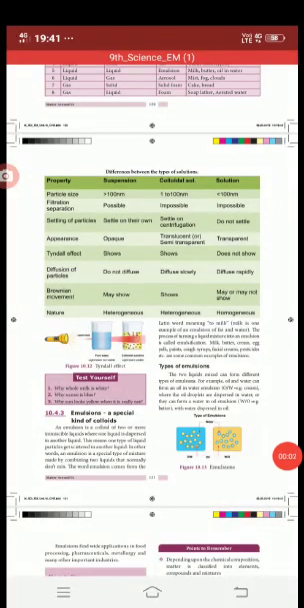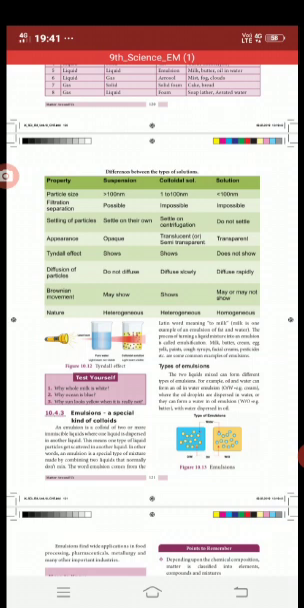Okay, so this is the continuity of the previous video. The next topic is the difference between the types of solution based on their properties. See the properties they have given: particle size, filtration, separation. We already saw particle size. Filtration and separation is a physical method.